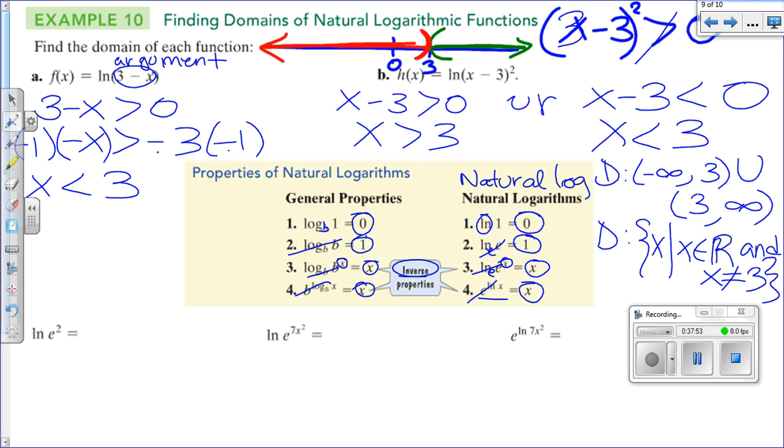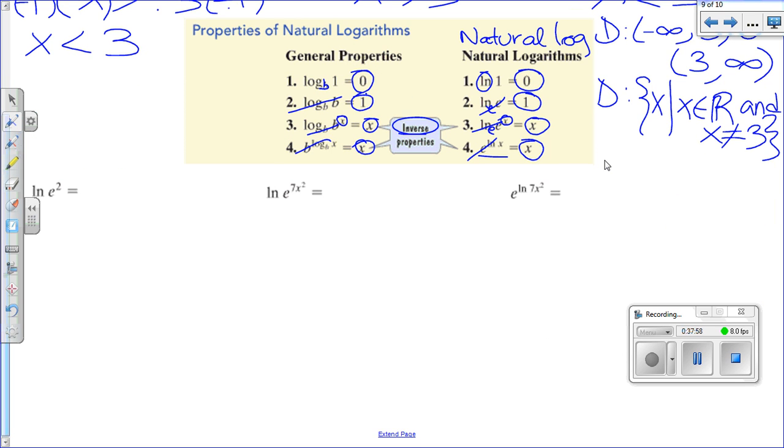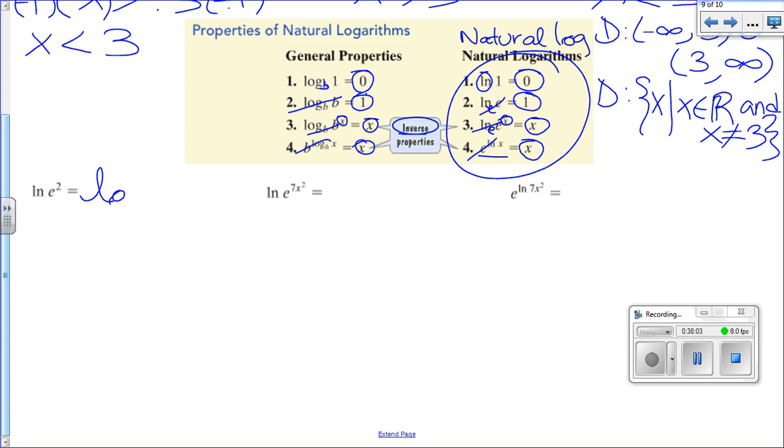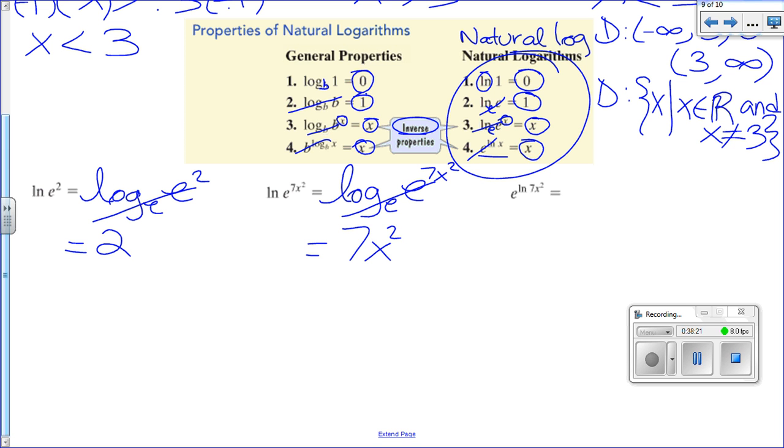Lastly, for the last 3 problems, we're going to apply the rules that we see here. And so if we have ln of e squared, remember this one could be rewritten as the log base e of e squared. We use that property, and so the answer will be 2. The next one will be ln of e to the power 7x squared, which is log base e of e to the 7x squared. We can cancel that out, and the answer will become 7x squared. And for the very last one, remember this is base e, so we could cancel that out, and the answer will be 7x squared.